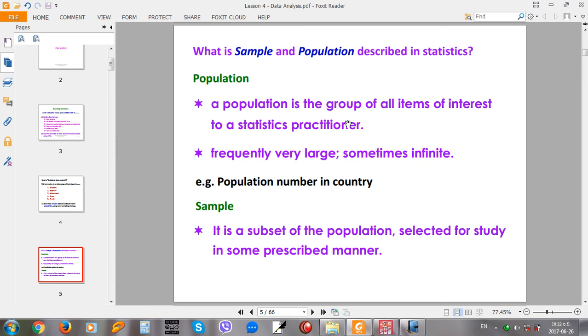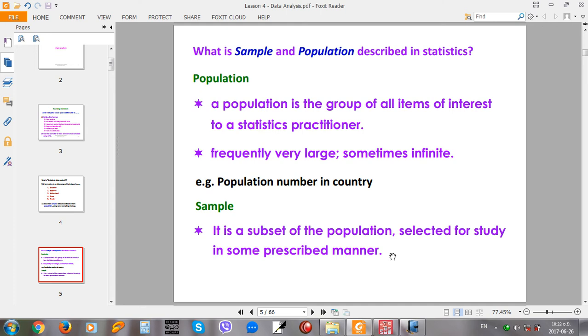So the population is the large group, and a sample is a subset of the population selected for the study in some prescribed manner. There are some sampling techniques, and according to those techniques we have to select the sample from the population. If we select the sample using the correct sampling techniques, then the sample is representative of the population. It is not very large, so we can do our research on that sample, and it will give the same result as conducting that research on the population.